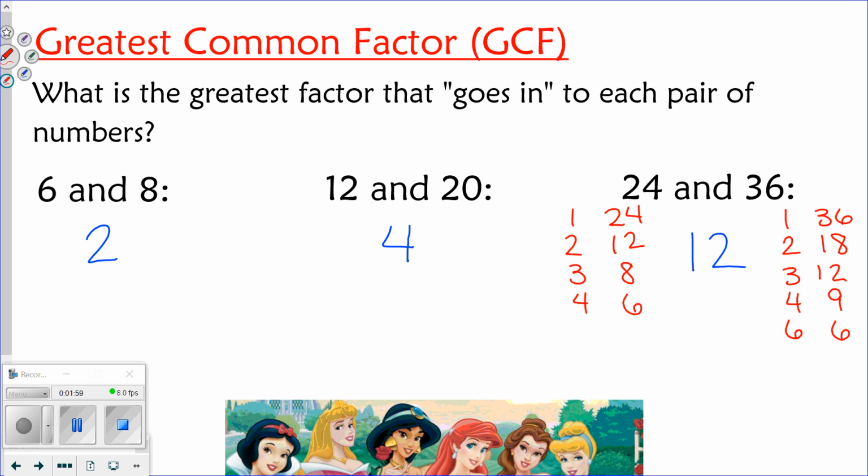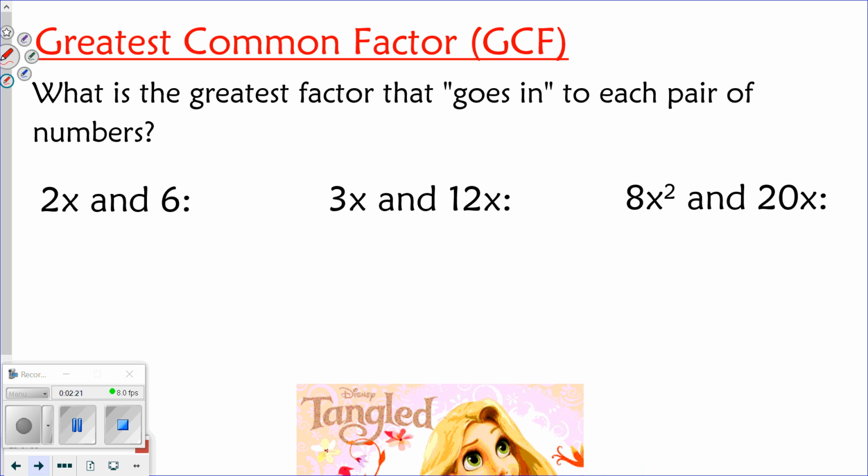So then I look at what is the biggest number that's the same in both lists. It's 12. All right, 12 is the biggest number that shows up in both lists. So that is your greatest common factor. Again, those of you who are fairly decent at your multiplication can probably just look at those numbers and know. Okay? All right, so that's finding the greatest common factor for just plain numbers.